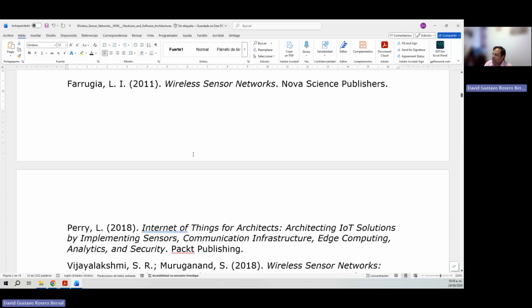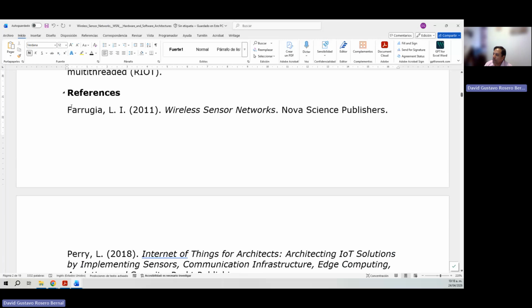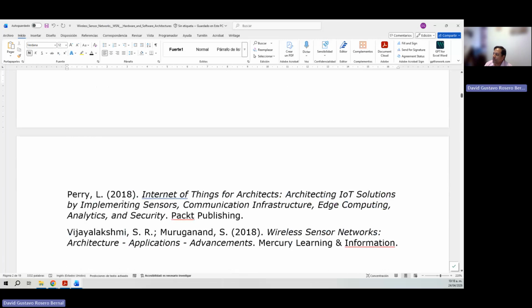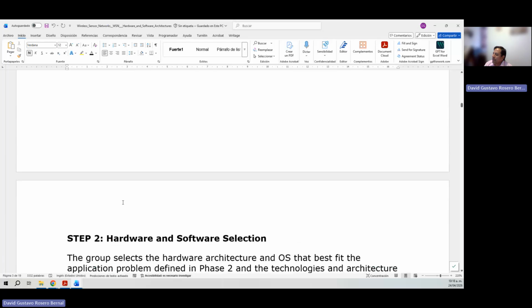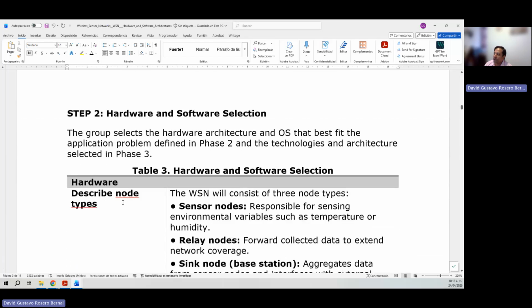These are the references that include the document. You can find them within the learning guide number 4.